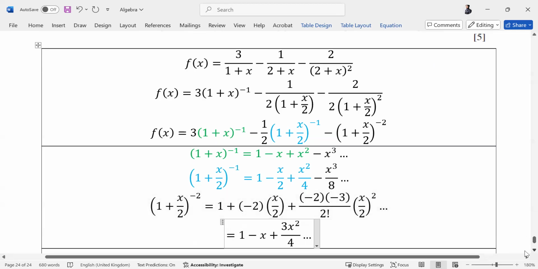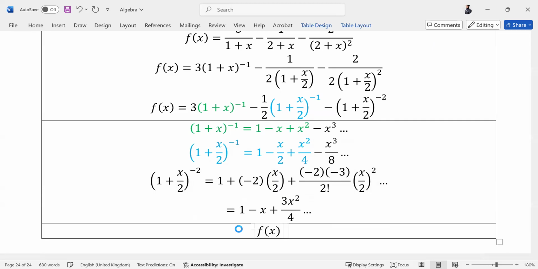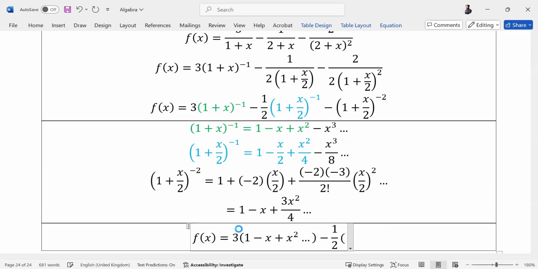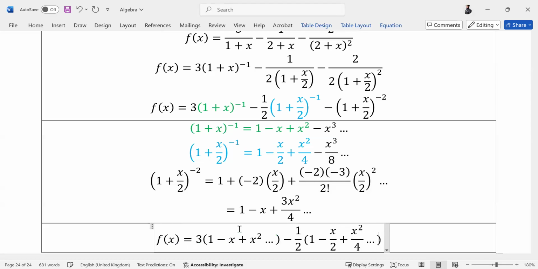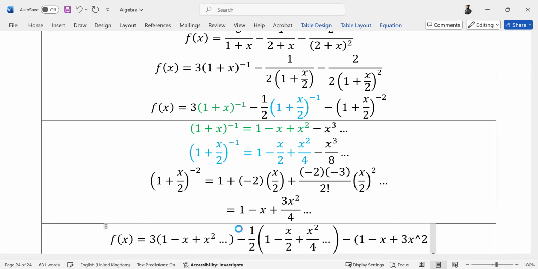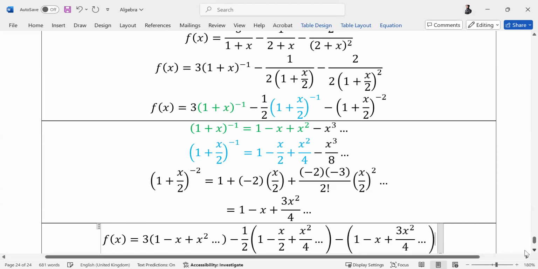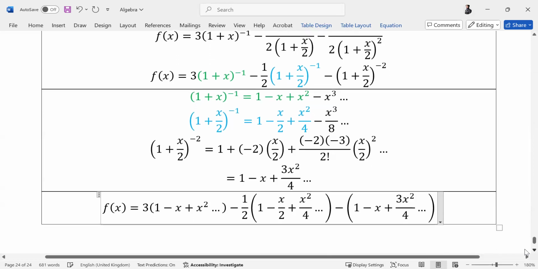Now that you have expanded it, you can just plug them in the function and simplify. So 3 will multiply by 1 minus x plus x square. And then negative half will multiply by 1 minus x upon 2 plus x square upon 4. And then minus 1 will multiply by 1 minus x plus 3x square upon 4. Is this clear now? Simplify, expand, and simplify and tell me what do you end up getting.